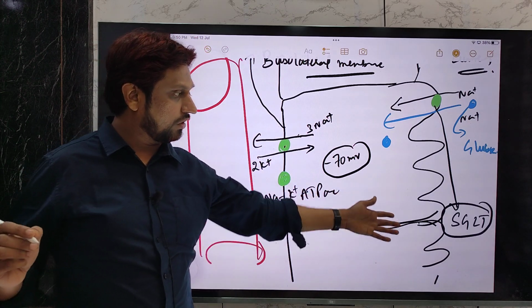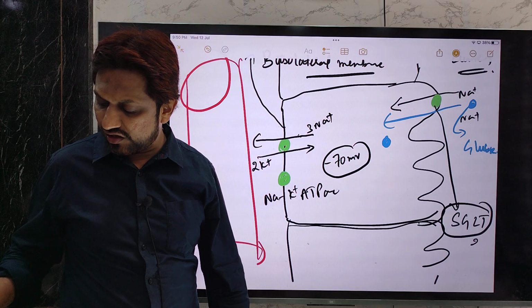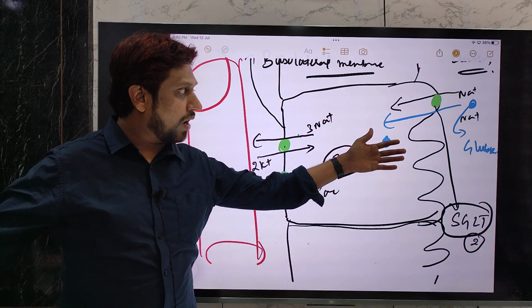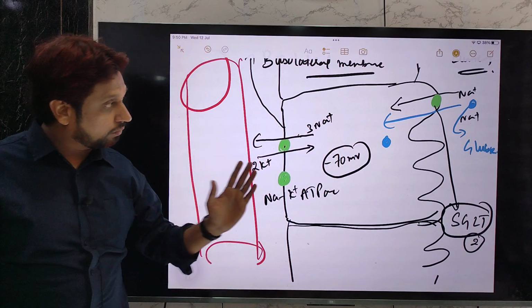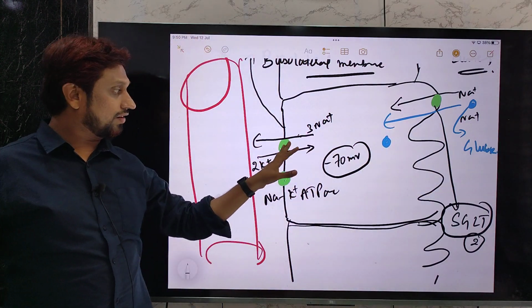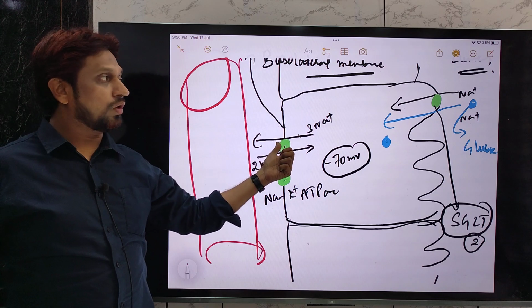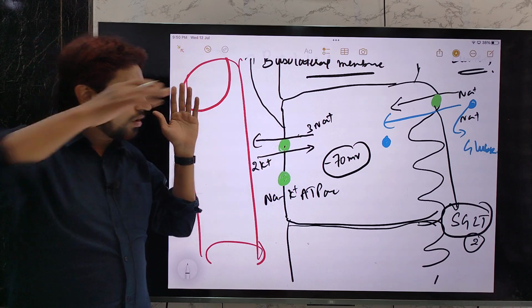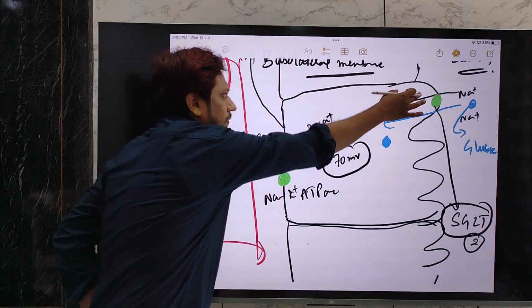Sodium dependent glucose transporter. More specifically, it is SGLT2 in the initial part of the proximal convoluted tubule, which is present on the brush border side. It is on the luminal surface, not on the basolateral side. On the basolateral side we have primary active transport by the sodium potassium pump. Now because of this pump only, sodium is coming inside.